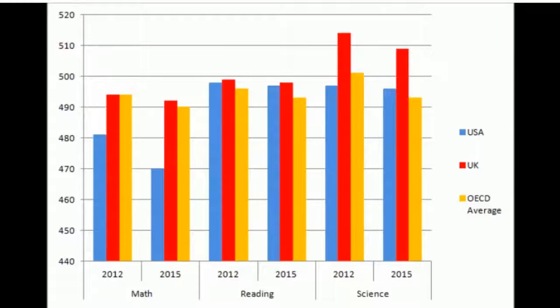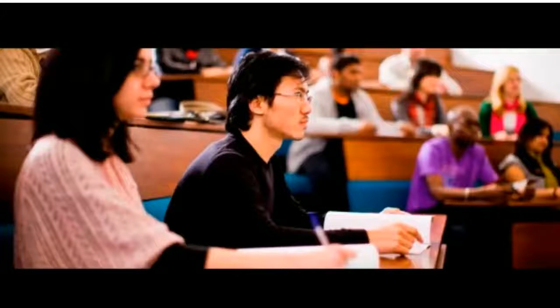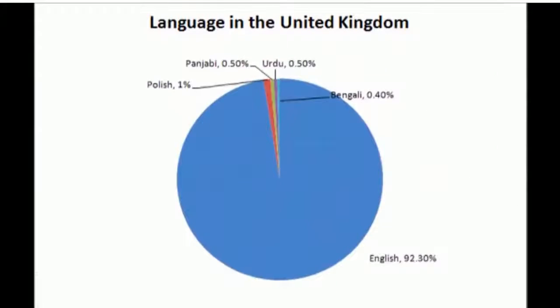The United Kingdom has consistently scored higher over the years than the United States and the OECD average. This could mean that firms looking for highly educated employees could easily find them in the United Kingdom. Next, we will discuss languages in the United Kingdom. You can see that English is the main language, followed by Polish, Punjabi, Urdu, and Bengali.